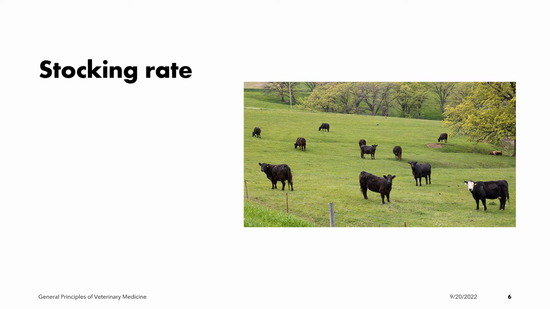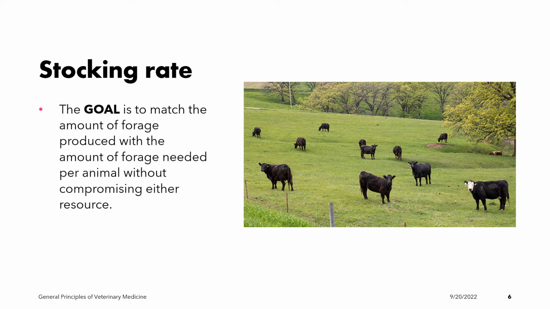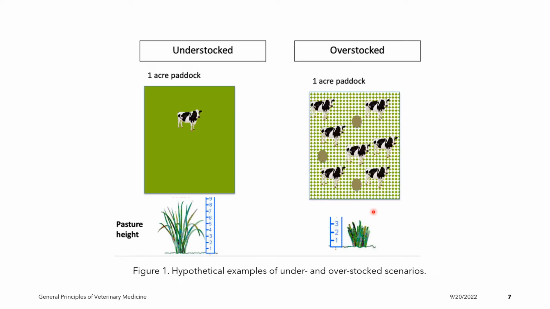We need to determine the stocking rate because we need to match the amount of forage produced with the amount of forage needed per animal without compromising either resource. Too many animals in a field result in overgrazing. There is not enough forage to feed the livestock. Over time, the pasture may become patchy and infested with weeds, resulting in a need to buy costly supplemental feed.